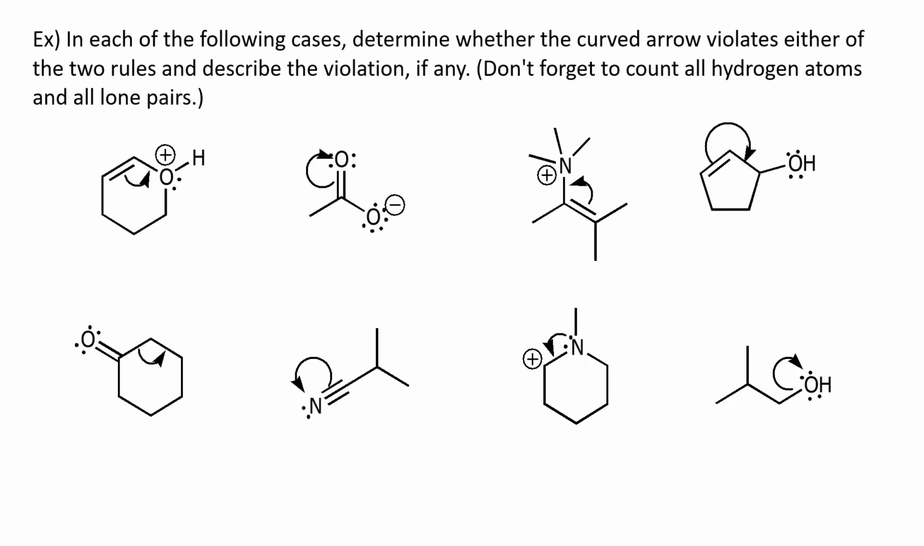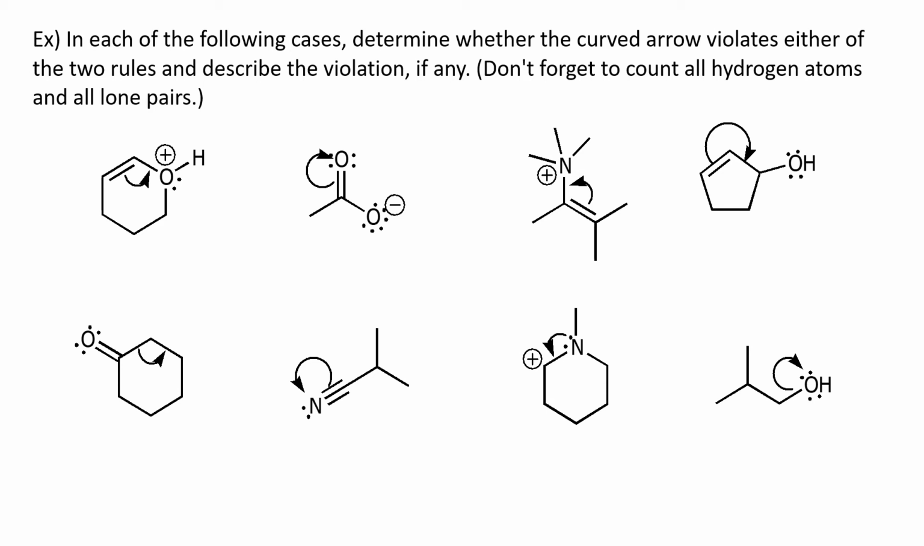In the next example, I'd like you to pause the video and then try determining if the arrow violates the curved arrow rules for resonance. Remember, there's 2 rules: don't break a single bond and don't exceed the octet rule. So pause the video. When you come back, I'll show you the answers.